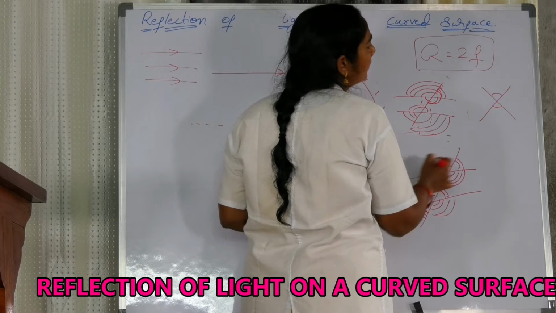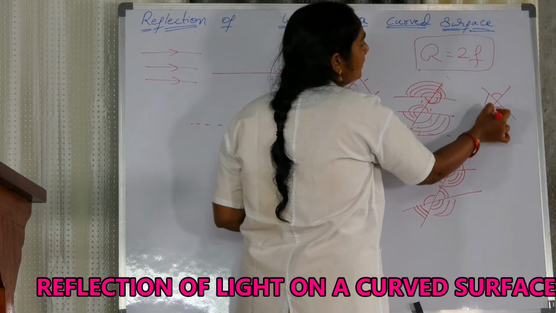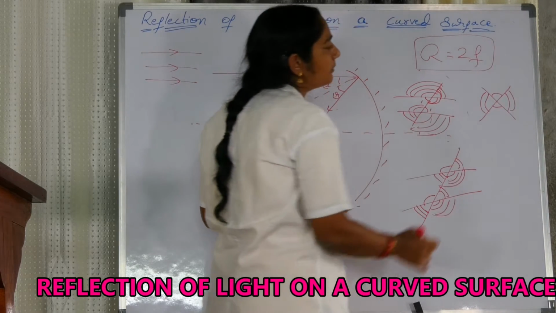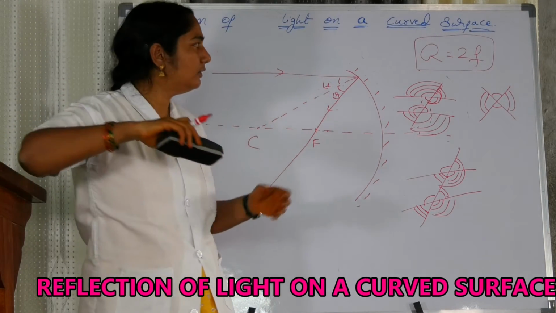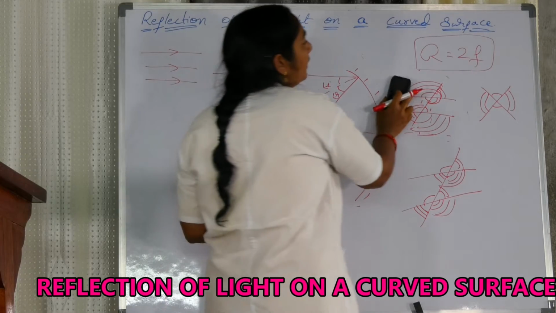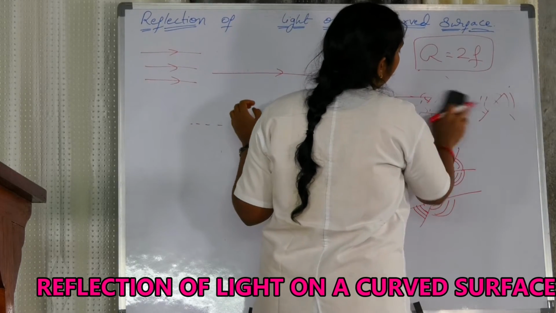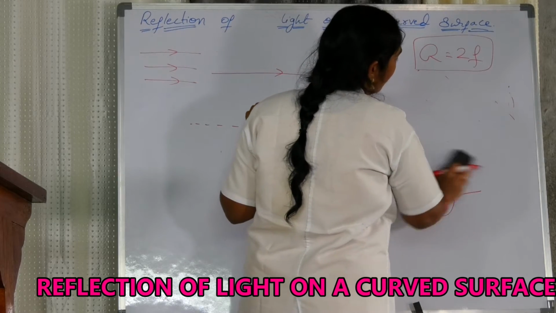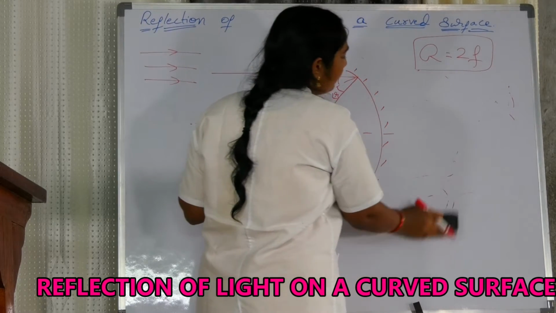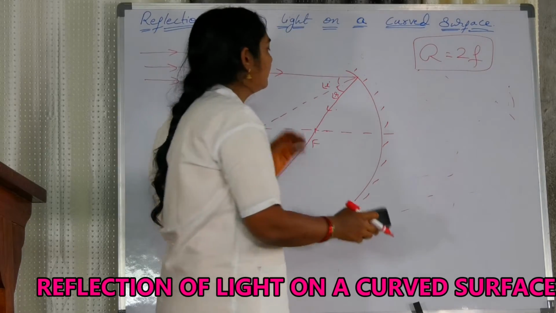And also vertically opposite angles are equal. These two angles are equal. Vertically opposite angles, these two angles are equal. That everybody knows, because when two lines are taken parallel, the alternate angles are equal, corresponding angles are equal, and vertically opposite angles are equal. Now we are going to use this.